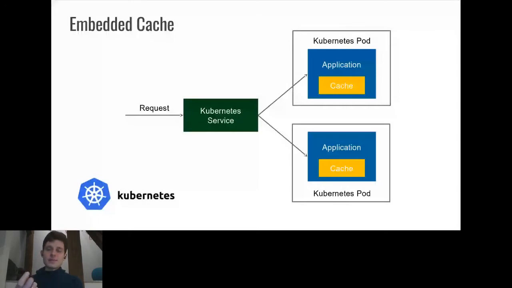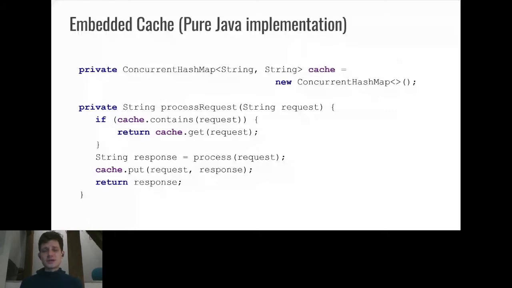And the application checks, okay, have I already executed such a request? If yes, just return the cached value. If no, do some business processing, put the value into the cache, and return the response. So the idea here is very simple. It's so simple that you can even implement it on your own. If you happen to use Java, that is probably how you could approach it. If you use other languages, it will be very similar.